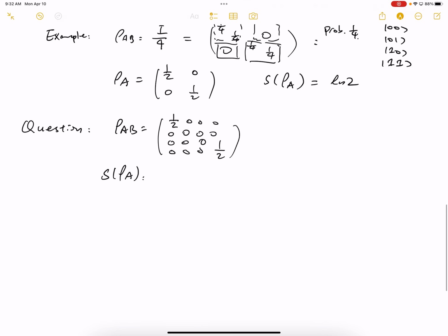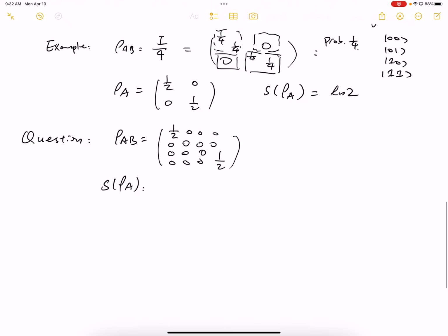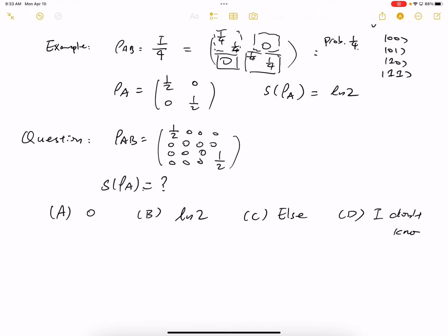So S of rho A, same as this. You can repeat the calculation here. I'll give you a few choices. The first answer is the entanglement entropy is 0. The second is log 2. Third is something else. The last one is I don't know. Should be relatively simple to figure out. And you can use your clicker to answer the question.